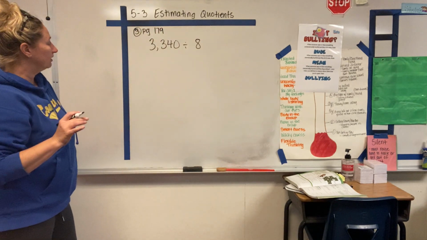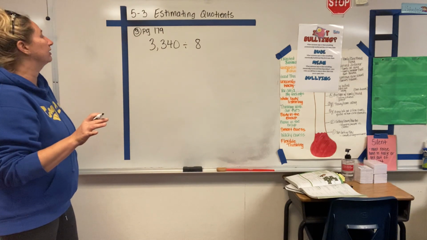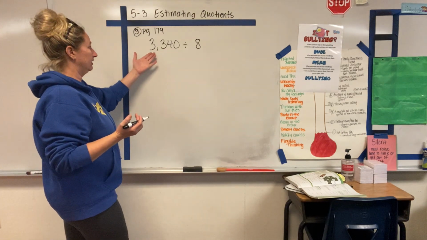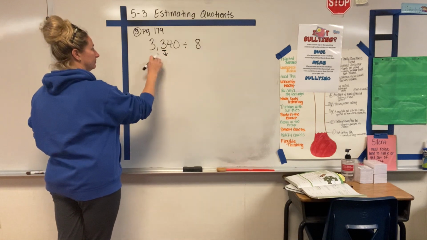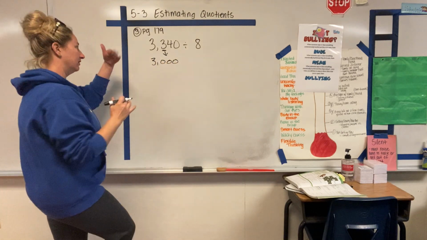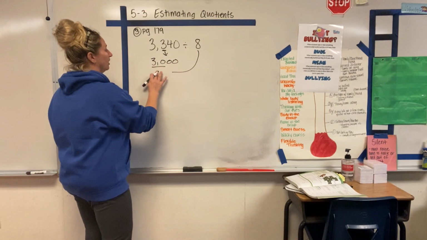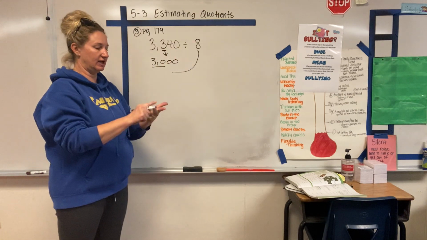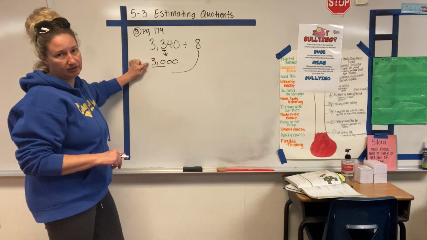Okay, so again, you're not rounding. You're finding a compatible number. If I rounded this down to 30, because 3 is lower than 5, so that would round down to 3,000. If I rounded down, 8 does not go into 30 evenly. Like if I did my multiples of 8, 16, 24, 32, I don't get 30. So I'm not rounding.